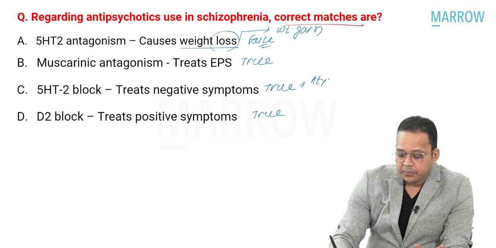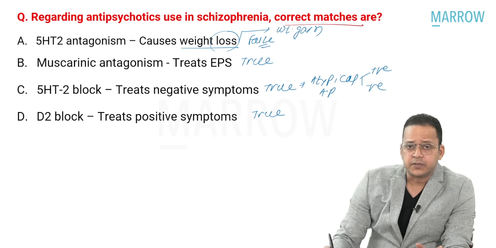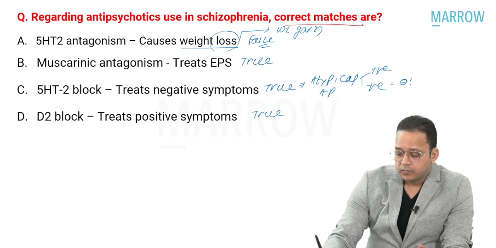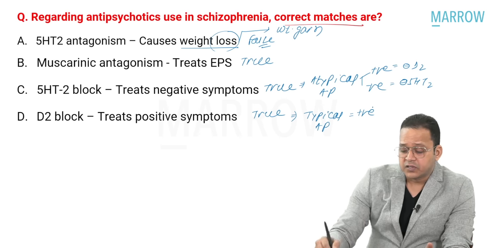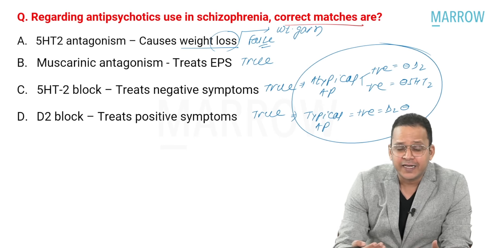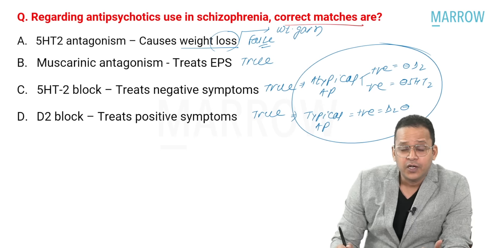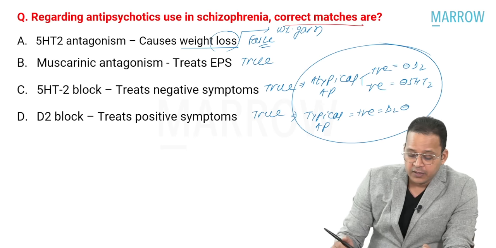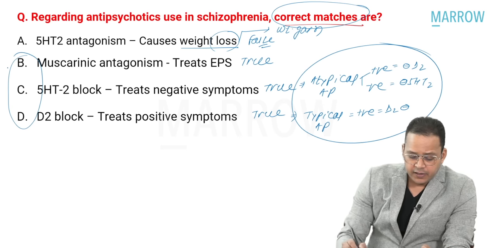Now, to be specific here, remember, 5-HT2 blockers are atypical antipsychotics. So what you have to remember is that atypical antipsychotics are good against both positive and negative symptoms, because they block 5-HT2 as well as D2, right? Whereas D2 block is typical of typical antipsychotics, and they are active mostly against positive symptoms because they are purely D2 blockers. Now, this is how you can remember. Atypicals are good against both positive and negative. Typicals are good against only positive symptoms. So positive symptoms are treatable because of D2 block, whereas negative symptoms are treatable because of 5-HT2 block. So here, the correct matches are B, C, and D. These are the correct matches. And these three would be the right answer, right?